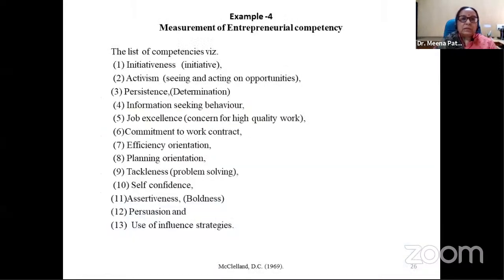Another, fourth example, is measurement of entrepreneurial competency. The competency was listed by McClelland in 1969. Initiativeness, activism, persistence, information-seeking behavior, job excellence, commitment to work contract, efficiency orientation, planning orientation, tackleness, self-confidence, assertiveness, persuasion, and use of influence technology. By this word, we can't measure initiativeness. You have to develop some list of statements, then you can measure initiativeness.